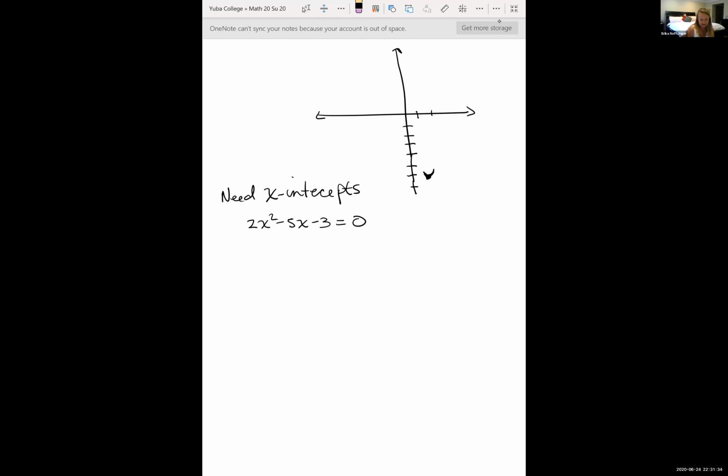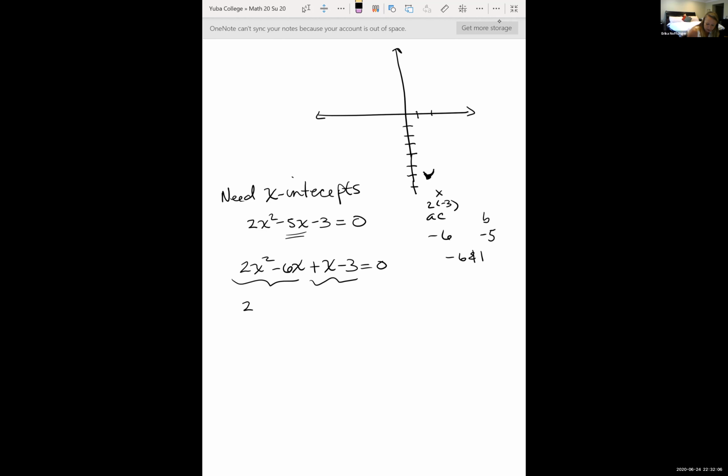I notice I can use my AC method, or I can use my quadratic formula. AC: A is 2, C is -3. Multiplying that together, I get -6. I'm looking for two numbers that multiply to -6 and add to -5. That would be -6 and +1. I can rewrite my middle term using that. So 2x squared minus 6x plus x minus 3 equals 0.